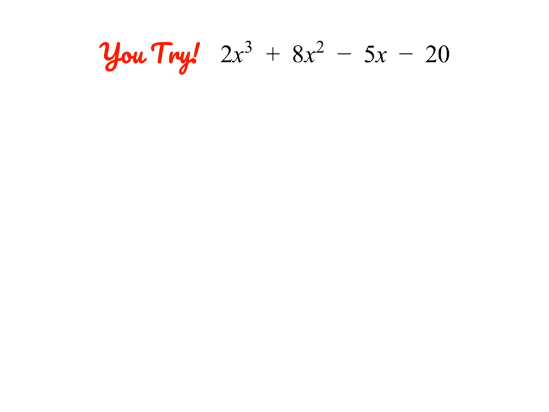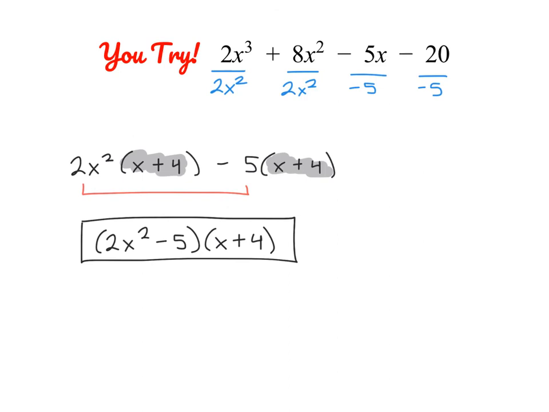Alright, here is the last problem for this video. So again, please pause the video and give it a try on your own, and we'll check your answer in just a few seconds. Alright, so go ahead and check. The GCF of the first 2 terms is 2x squared. The GCF for the second 2 terms is negative 5. Remember, if that first term is negative, you should factor out the negative. And that leaves you with this, so you have the common factor of x plus 4, so your coefficients become the second factor.